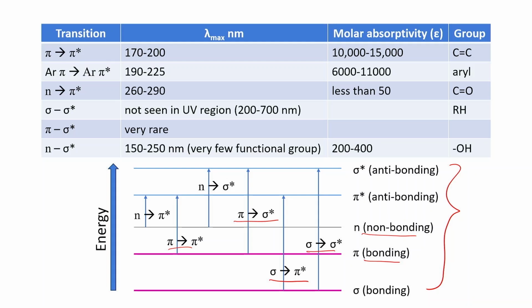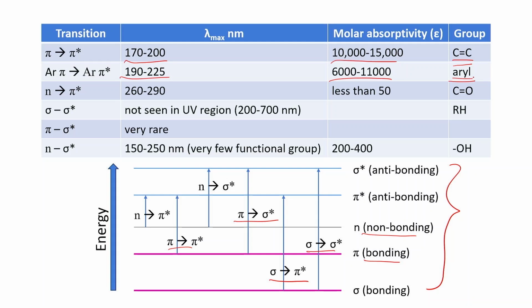The lambda max for this particular transition ranges from 170 nanometers to 200 nanometers, and these transitions have a very high molar absorptivity. The epsilon value for these kinds of transitions varies from 10,000 to 15,000, and they are generally shown by groups having pi bonds, such as the C to C double bond. The next one is aromatic pi to pi star transition. This appears around 190 to 225 nanometer lambda max, with a molar absorptivity of 6,000 to 11,000, and these are mainly shown by aryl groups.